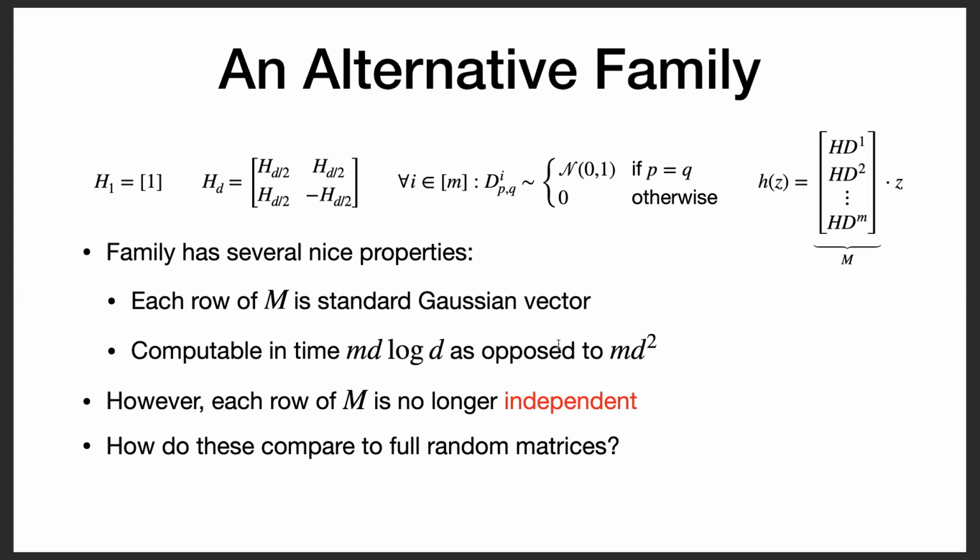But there are substantial drawbacks with this definition. One such drawback is that the rows of M are no longer independent. One way to see that is that the first d entries of the first column of M are all going to be the same value, simply because of this inductive construction. And now, because you've lost a little bit of the randomness in this construction, you could ask how these matrices actually compare to fully random Gaussian matrices.